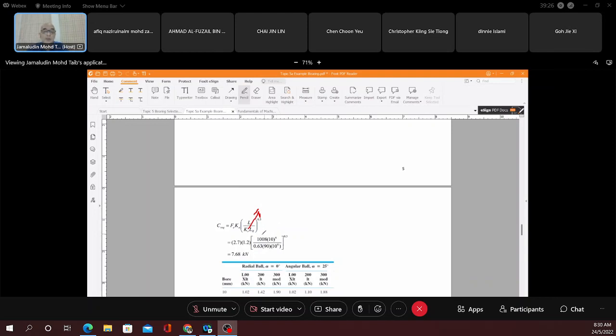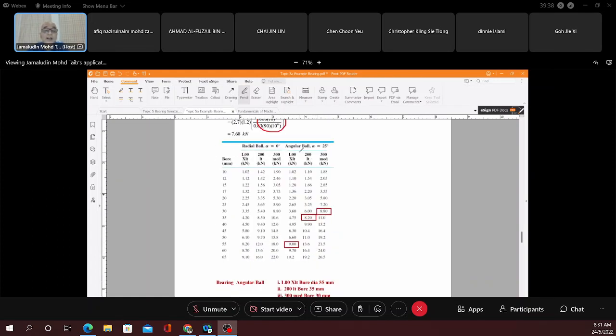You don't need to press the calculator every single time. Okay, 2.7, 1.2, okay, 7.68 kilonewton. Alright, based on that, we have the angular ball. The next one will be the 55 millimeter ball: 7.6, 8.2, 35, and 8.8. Okay, 6.76, right? This is okay.